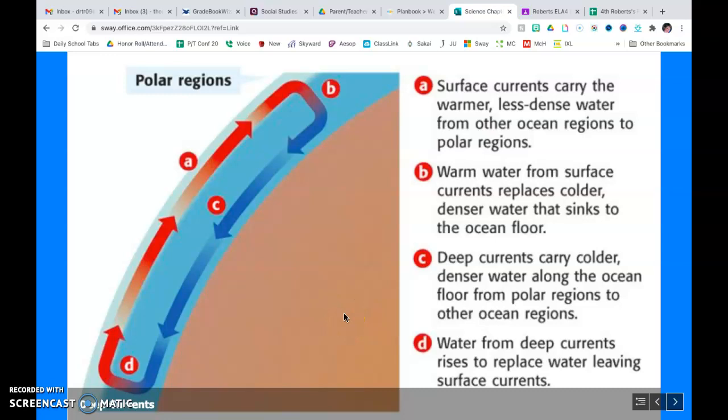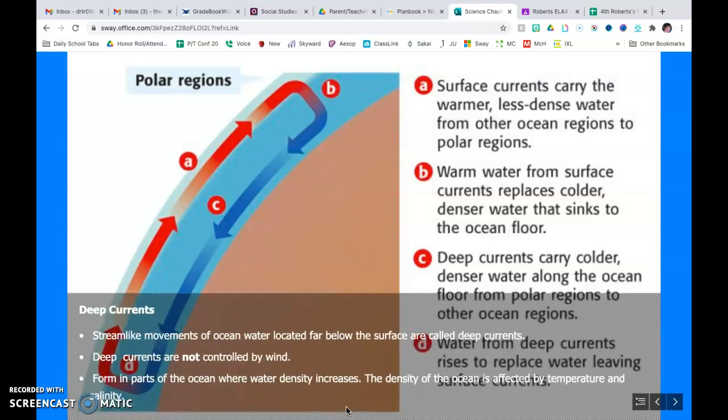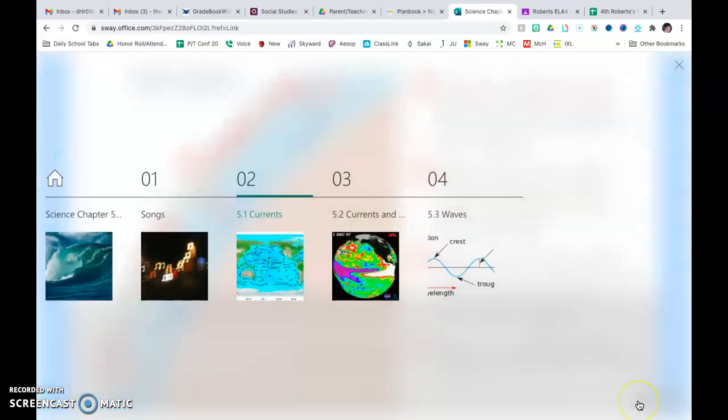So let's dig into the polar regions just a little bit more and talk about the deep currents. These, of course, are the stream-like movements of ocean water that are located far below the surface. That's why they're called deep currents and not surface currents. If they're down deep, they're not going to be controlled by the wind because the wind doesn't get down that deep, just the wind on the surface. They form in parts of the ocean where water density increases. The density of the ocean is affected by two things, temperature and salinity.